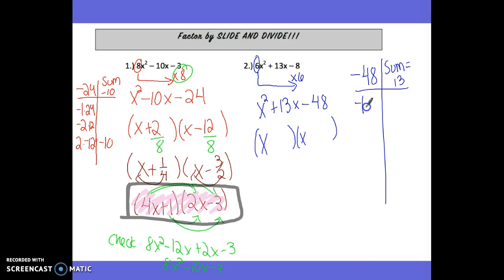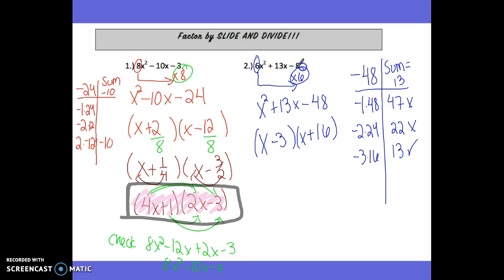So I have negative 1 times 48. Well, that's 47. Nope. How about negative 2 times 24? That's 22. Nope, I'm looking for 13. Negative 3 times 16. Oh, I got it. That's 13. So it has to be minus 3 plus 16.